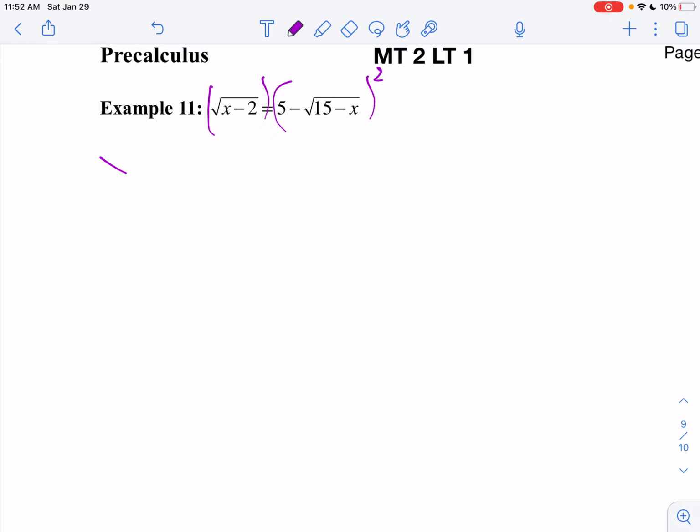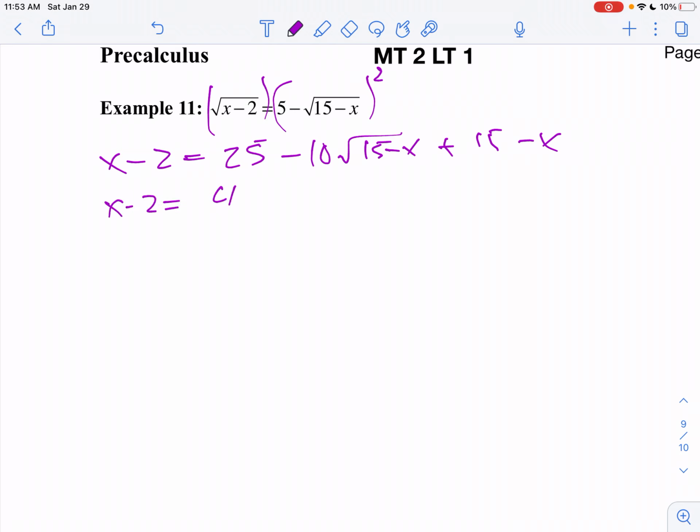So then I'm going to get x minus 2 on the left-hand side equals 25 minus 10 times the square root of 15 minus x, plus 15 minus x. Now let's combine our like terms. So I get x minus 2 equals 25 plus 15 is 40. And then I'll go minus 10 times the square root of 15 minus x, minus x.